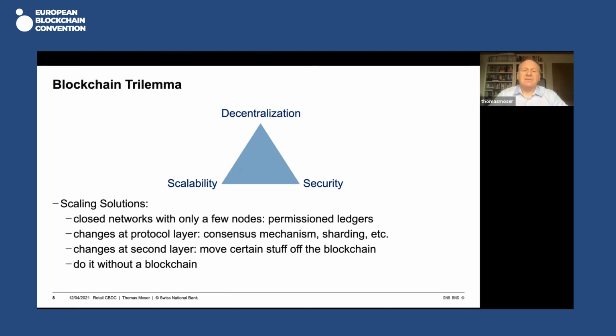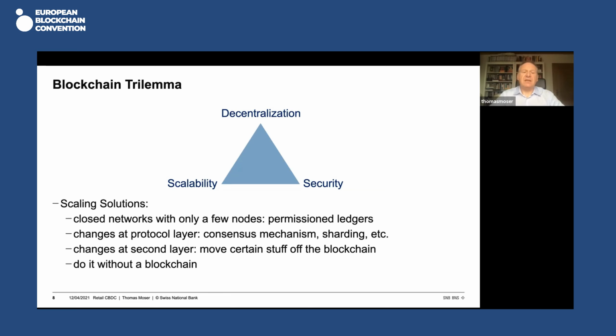Now, another way to do it is, of course, what's currently done, especially with the public blockchains. Ethereum is going through a big update right now. That is, you try to change the protocol layer, you change the consensus mechanism, you go from proof of work to proof of stake, for instance, you introduce sharding and so on. These are very interesting projects going on right now, especially with Ethereum. It will be interesting to see, but basically there you do not sacrifice decentralization, but you try to achieve scalability arguably by lowering a little bit the security.